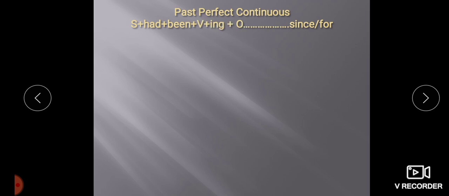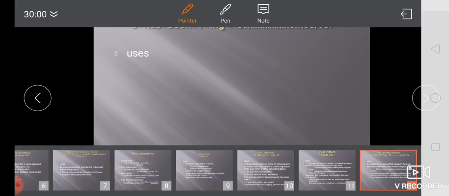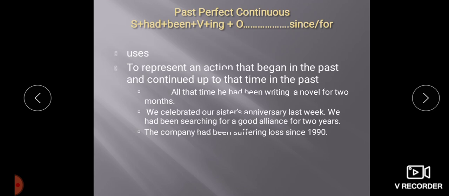Moving on. Past perfect continuous. Subject plus had been plus the ing form. The object is since or for. Uses: to represent an action that began in the past and continued up to a certain time in the past. All that time he had been writing a novel for 2 months. So 2 months before, he started writing, and it continued for a while, but now it is not so.